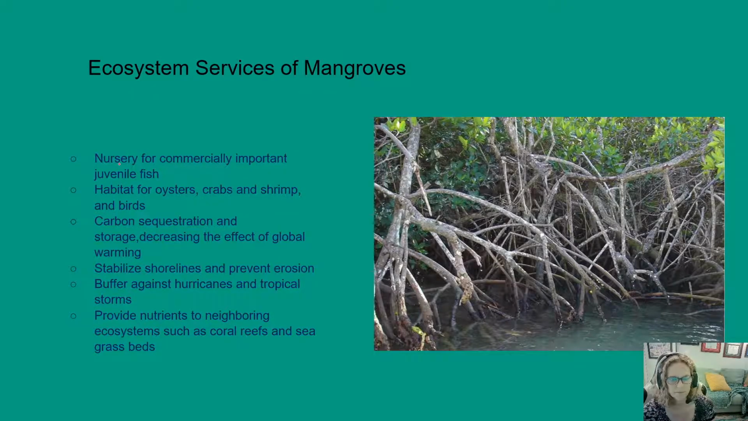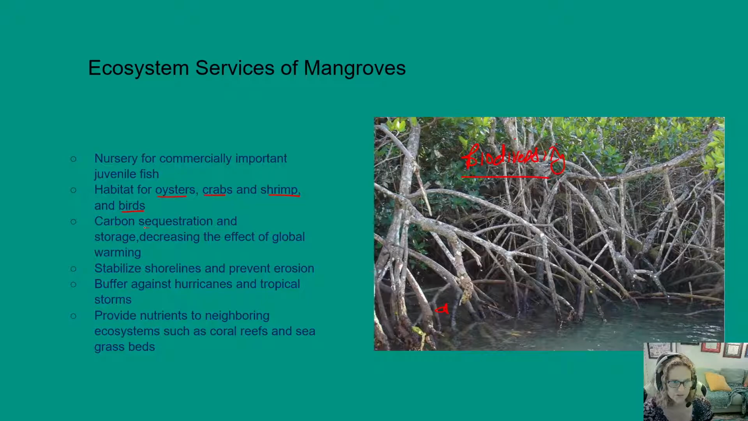So they're a really good protective place for little tiny fish to grow up and be safe from the tides and predator fish. So it's a good hiding place. So it's a nursery for these young, just born little fish. Oysters like to be here, crabs, shrimp, and different birds all find shelter and habitats here. So they provide a lot of shelter and habitat for many different species. So there's a lot of biodiversity within this mangrove habitat.